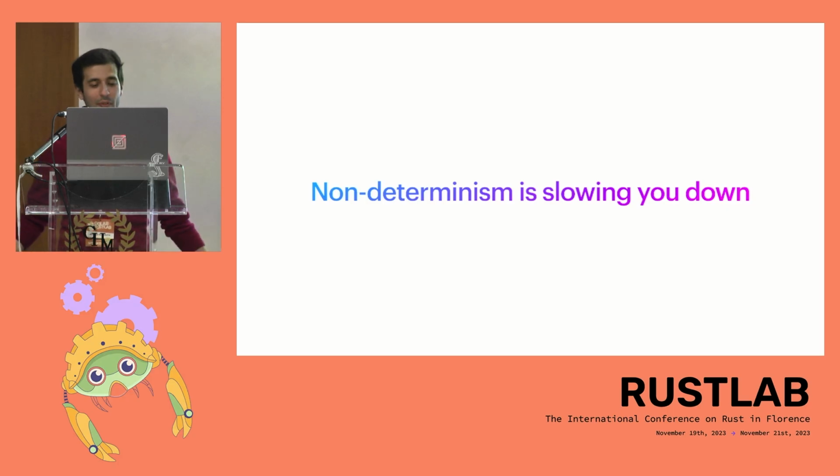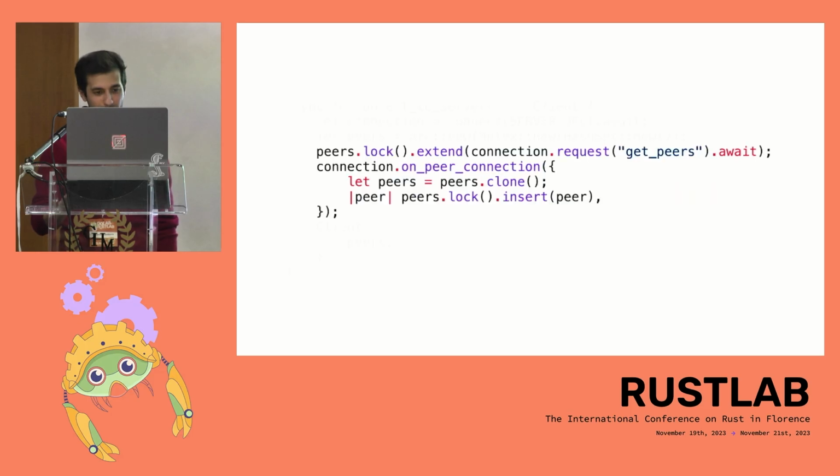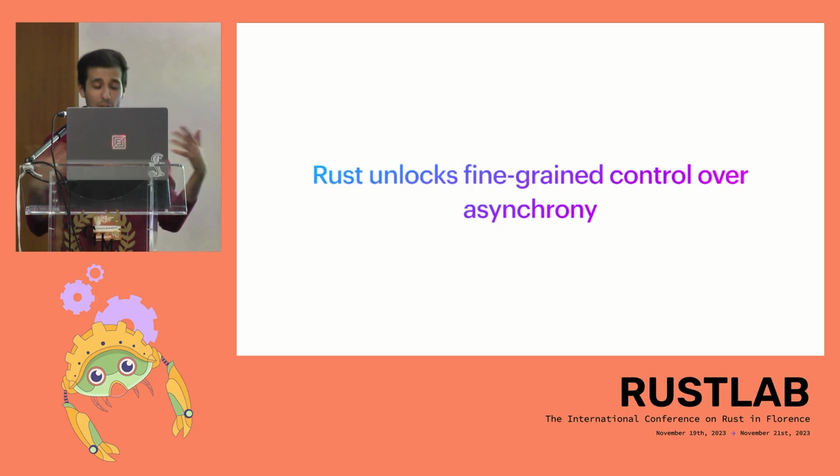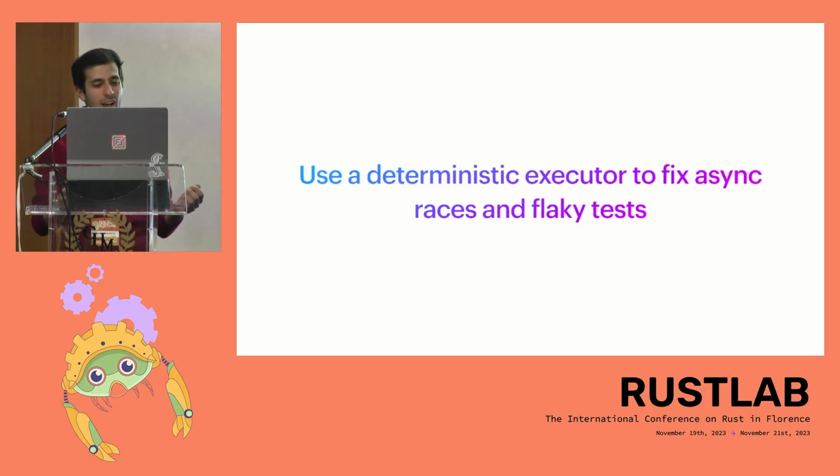We found this over and over again, which is why we invested in this infrastructure. Again, this was pretty subtle. It's a pretty common mistake to invert these two expressions. It's a pretty easy mistake to make. Another key takeaway is that Rust unlocks fine-grained control over asynchrony. Again, it's not to be taken for granted. It's pretty amazing that you can do this in Rust. It's a pretty cool language and ecosystem.